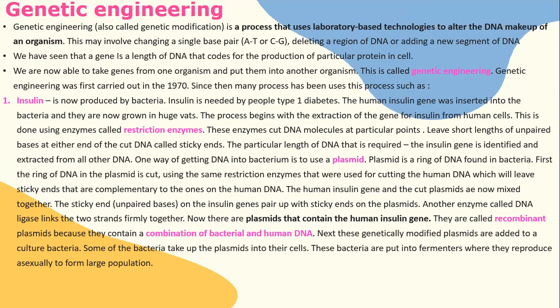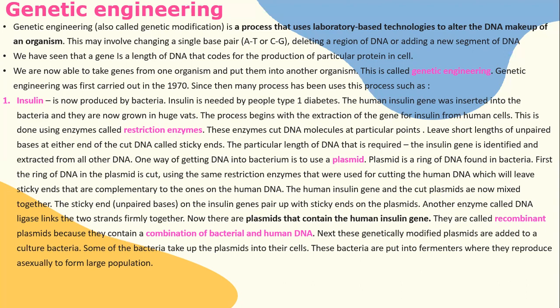Insulin is needed by people with type 1 diabetes. The human insulin gene was inserted into bacteria and they are now grown in huge vats. The process begins with the extraction of the gene for insulin from human cells. This is done using enzymes called restriction enzymes. This enzyme cuts a DNA molecule at a particular point, giving short lengths of unpaired bases at either end of the cut DNA, called sticky ends. The particular length of DNA that is required, the insulin gene, is identified and extracted from all other DNA.